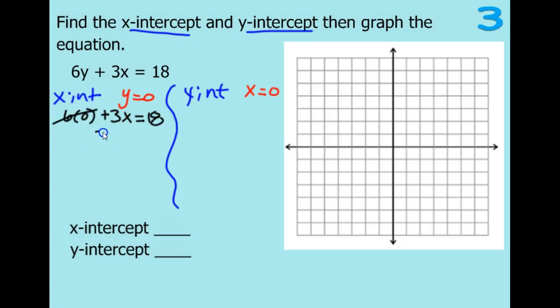Well, anything times 0 is 0. So we have 3x equals 18. And divide by 3 to get x by itself. 18 divided by 3 is 6.